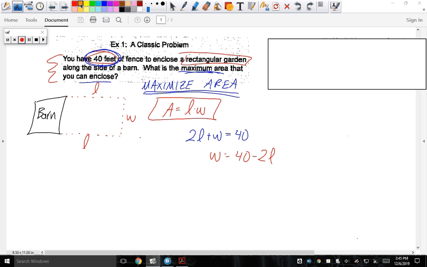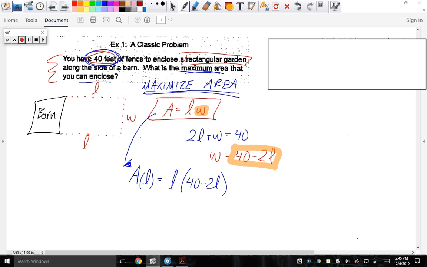That means I can, with substitution, which you will do everywhere in optimization, substitute this value in for W. So your equation becomes not only A, but A of L. Think of like f of x. Okay? L is my input that will give me an area. Okay? So the independent variable is L, the dependent is area. And it'll be L times 40 minus 2L. There's my equation. And my goal is to maximize this.